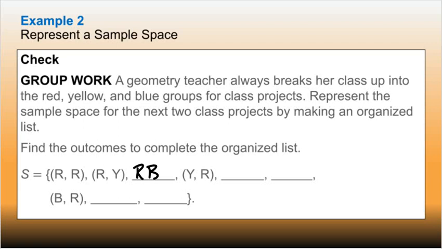You could have yellow, yellow; yellow, blue; blue, red; blue, yellow; and blue, blue. Those are the possible outcomes you can have. So that's 1, 2, 3, 4, 5, 6, 7, 8, 9 different outcomes.